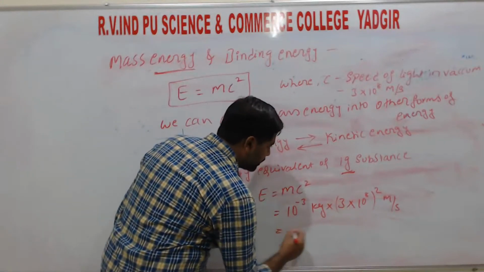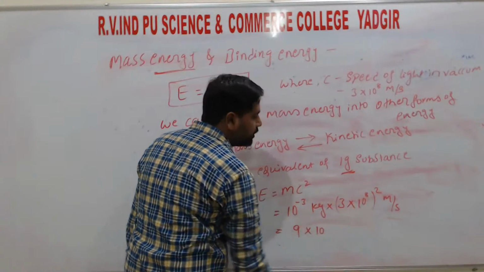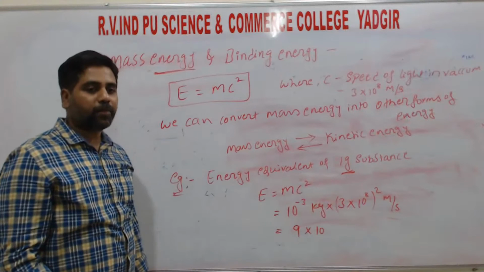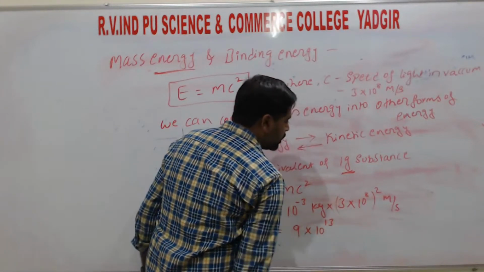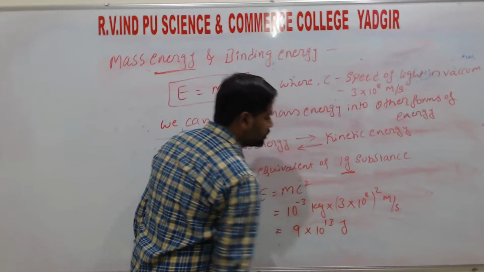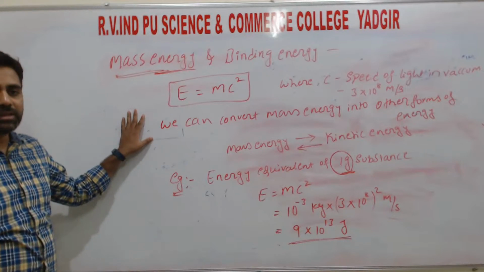Here we get 3 square, that is 9 into 10 to the power of 8 square, that means 10 to the power of 16. 8 plus 8 is 16. 16 minus 3 we get 10 to the power of 13. So energy is in joule, kg meter square per second square. So this is about the mass energy.